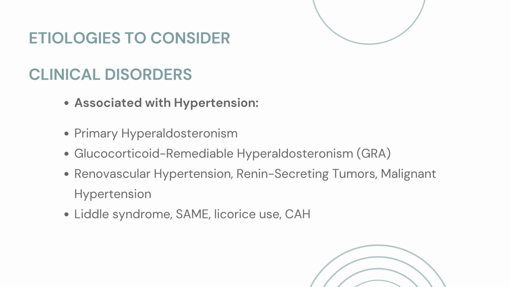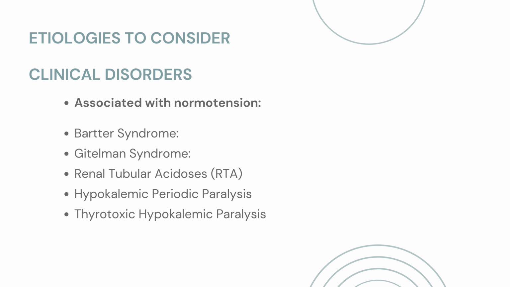It can be seen in conditions such as primary hyperaldosteronism and glucocorticoid remediable hyperaldosteronism, where ACTH can stimulate the secretion of aldosterone directly. Renovascular hypertension, where a high level of renin causes a high level of aldosterone and subsequent hypokalemia. Liddle syndrome, syndrome of apparent mineralocorticoid excess, licorice use, and congenital adrenal hyperplasia are also other causes of hypokalemia associated with hypertension.